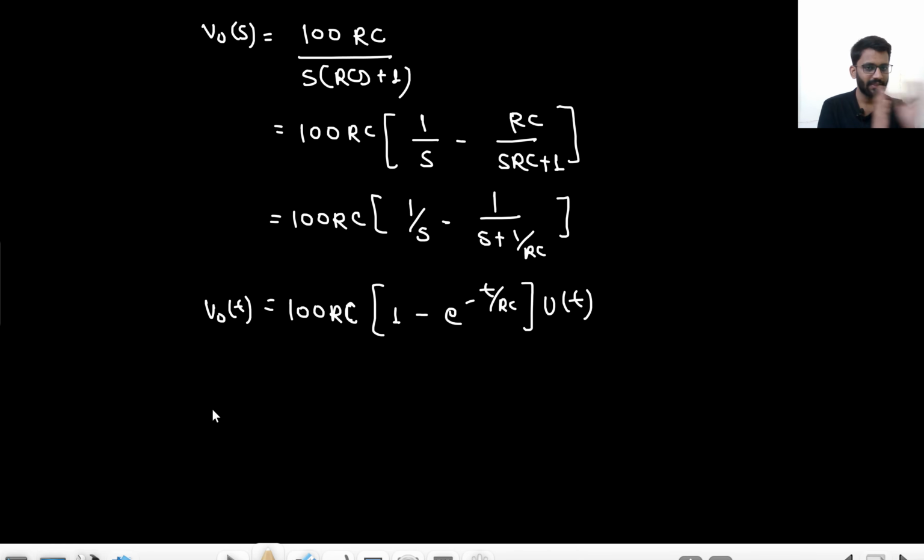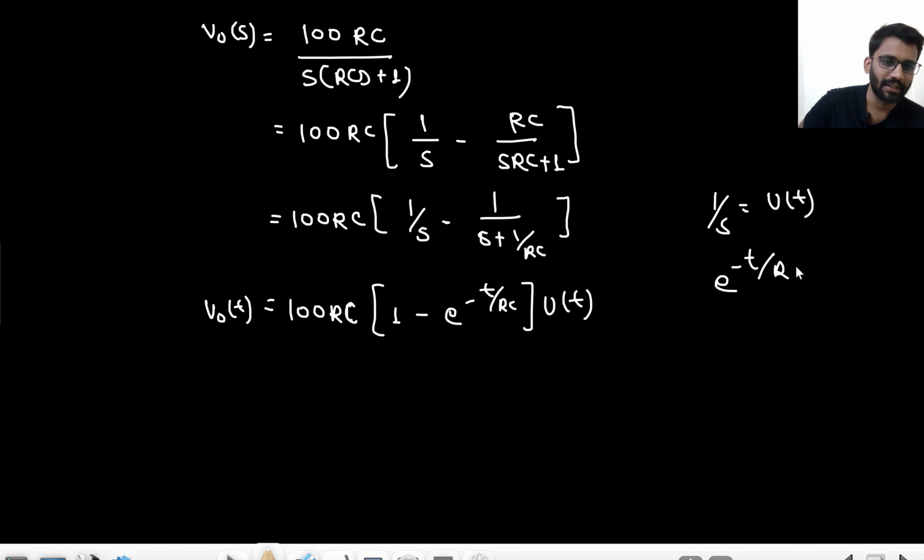Are you getting this point? I just applied Laplace transform and converted it. What is the inverse Laplace transform of 1 by S? That is u(t). So this is u(t) written here. And what is the inverse Laplace transform of 1 upon S plus 1 by RC? It is e to the power minus t by RC into u(t). So this is what I have written here.